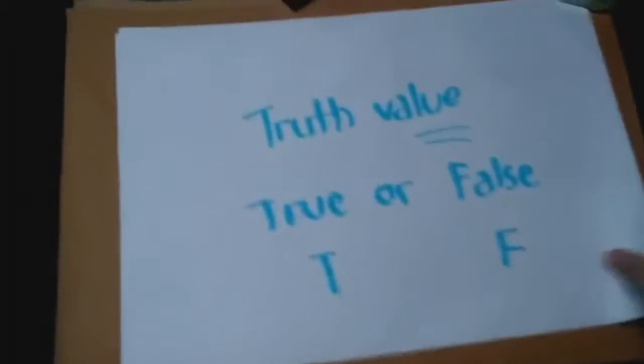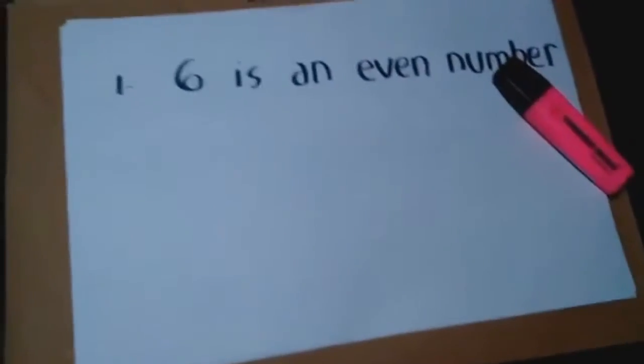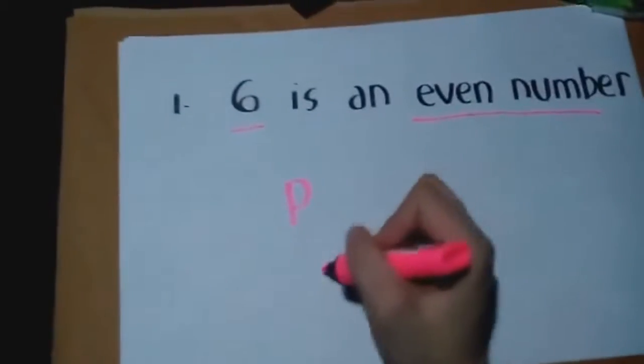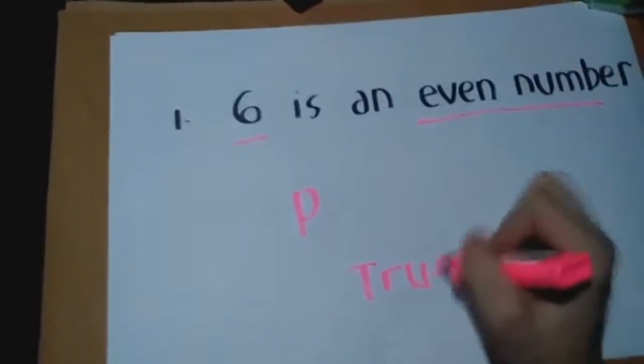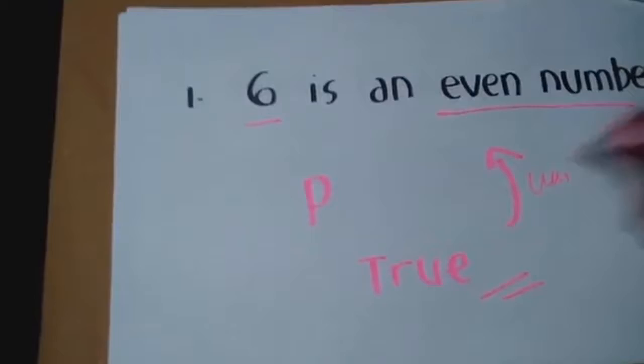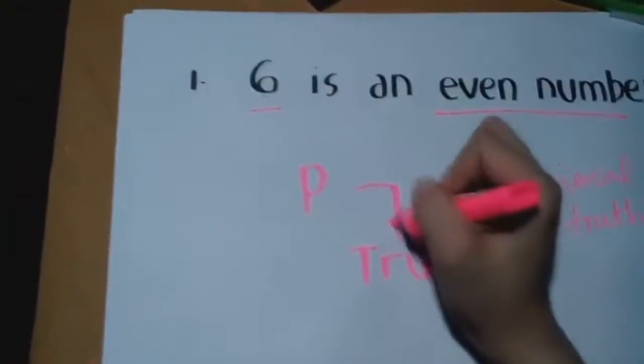Let me give first an example. The first example is 6 is an even number. Take a look at this example and analyze this statement. I can say that it is a proposition because 6 as an even number is considered a proposition and the truth value is true, because this statement is also known as the universal truth. So this example is a proposition and the truth value is true.